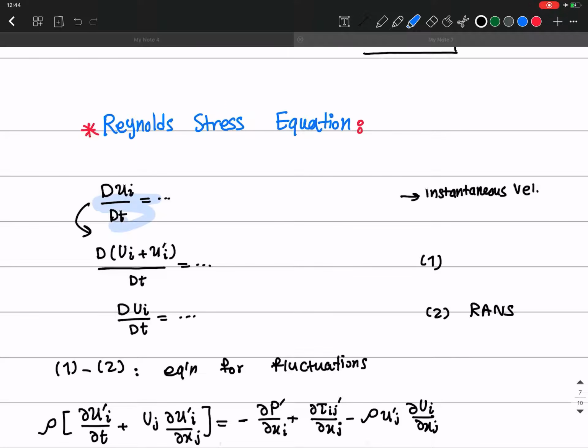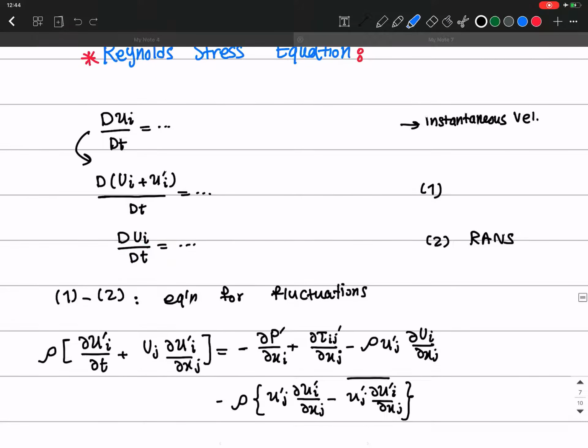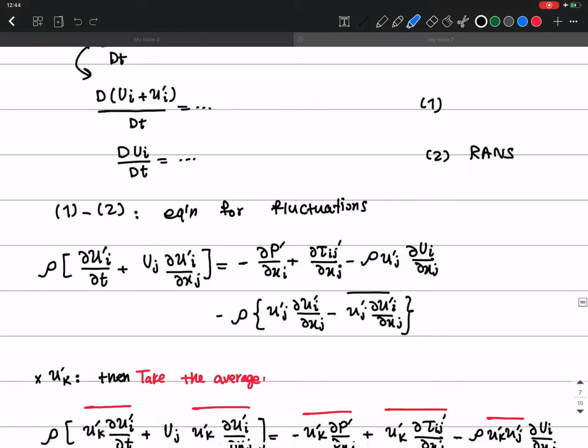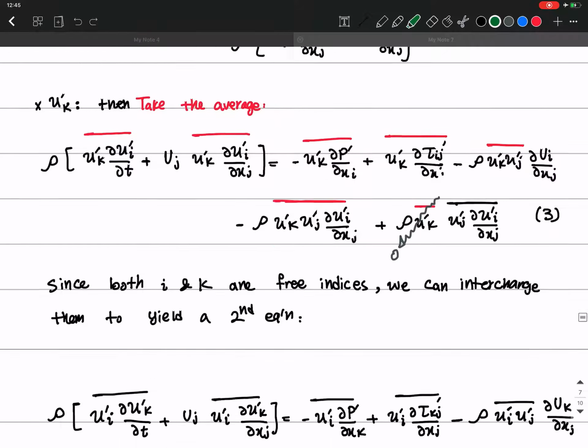So what we did is we started with the instantaneous velocity, and we decomposed it based on the Reynolds decomposition into a mean and fluctuating part. We also had the RANS equation, so we subtracted RANS from the original Navier-Stokes equation, and then we got an equation for fluctuations, which is written here. Then in order to find the equation for the Reynolds stresses, we multiply this by u prime k, and then take the average, and this is what we get.